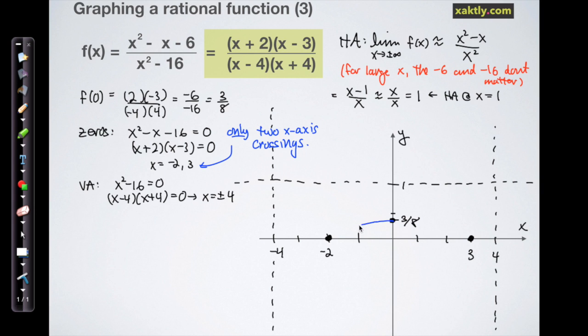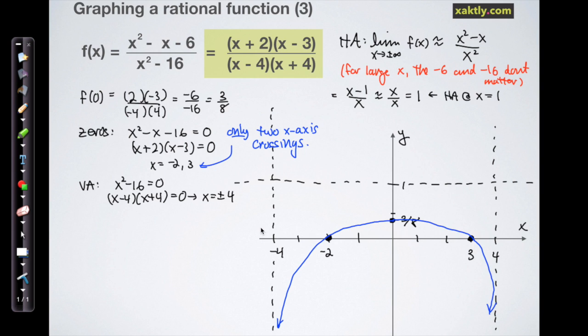Now for this function, the only sketch of the graph in the middle here that makes any sense is to go from 3/8 right down through those roots. Remember, the function has to pass through the x-axis there, and then it has to behave asymptotically at these two vertical asymptotes. So this is consistent with that information.